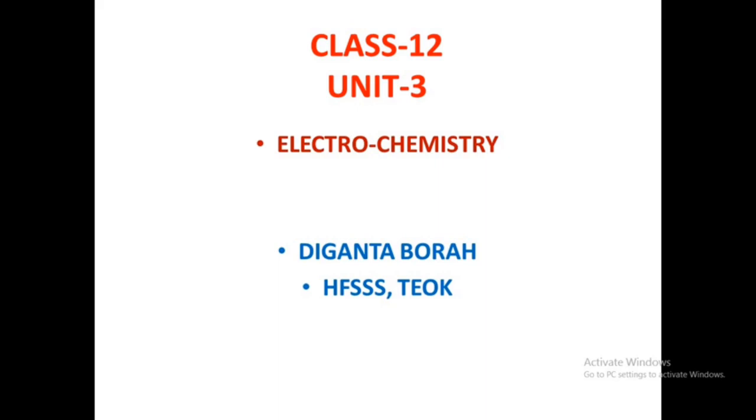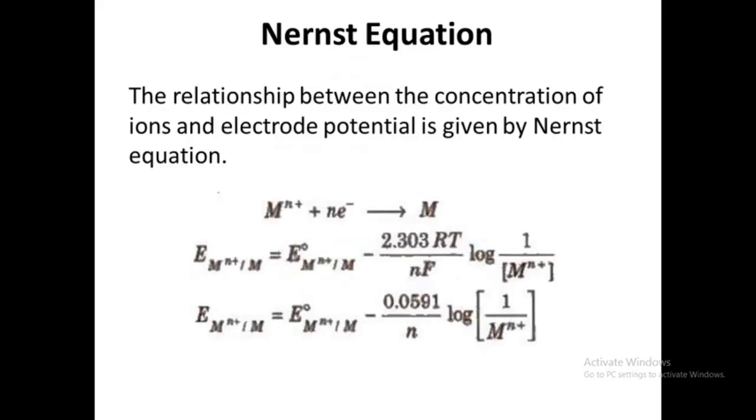After that, we learned about the electrochemical series and also its applications. So in today's class, we will discuss the Nernst equation, then the relationship between cell potential and equilibrium constant, and then the relationship between Gibbs free energy and EMF of a cell or cell potential, and then we will solve some numericals. So first, the Nernst equation.